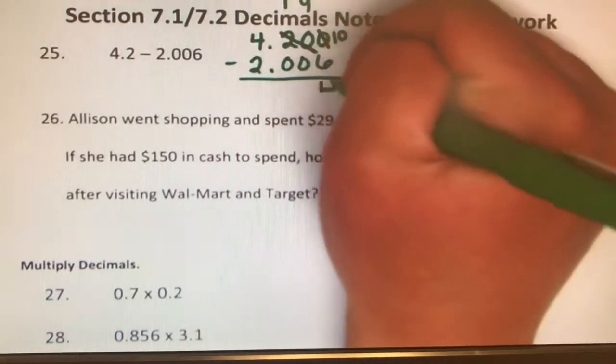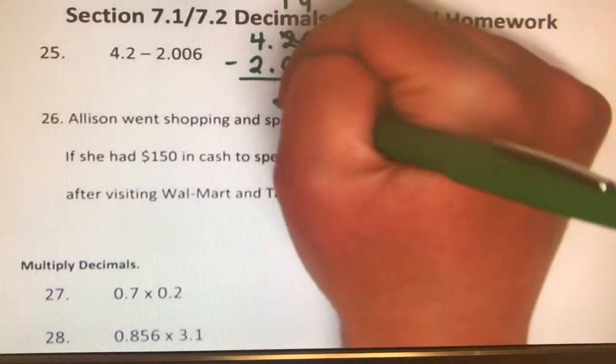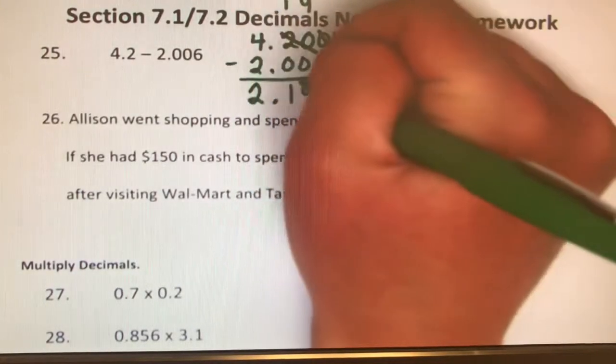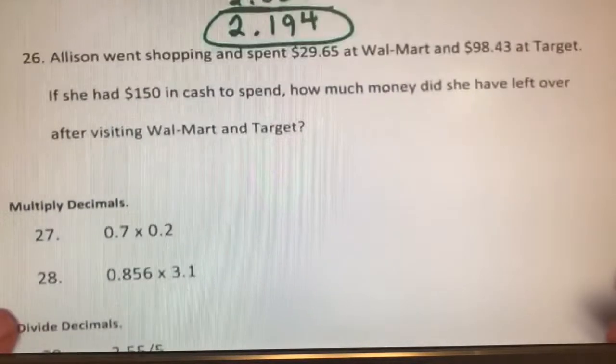10 minus 6 is 4. 9 minus 0 is 9. 1 minus 0 is 1. 4 minus 2 is 2. 2.194. All right, last one for adding and subtracting.